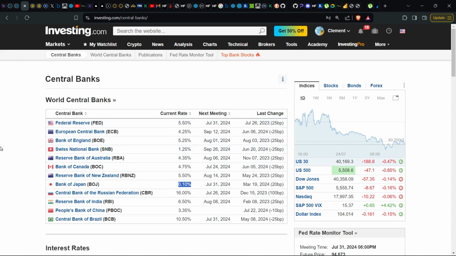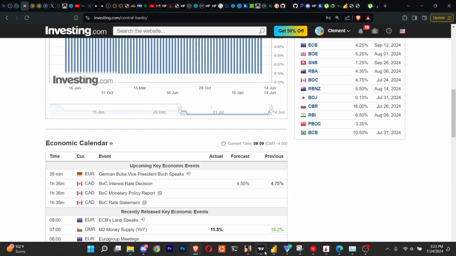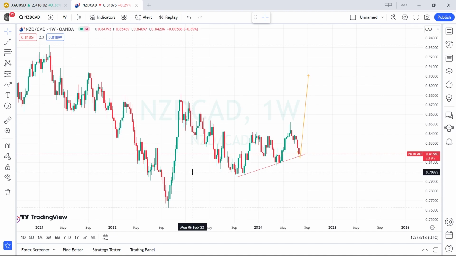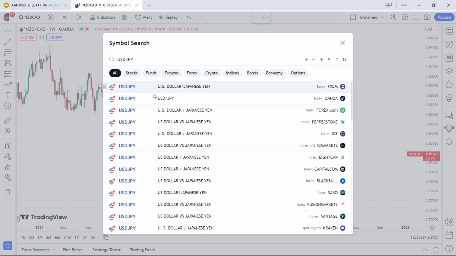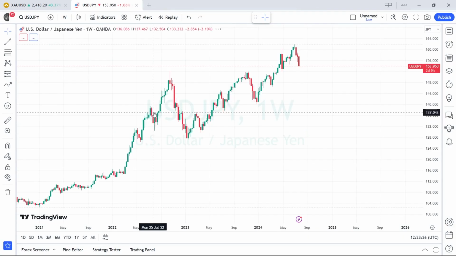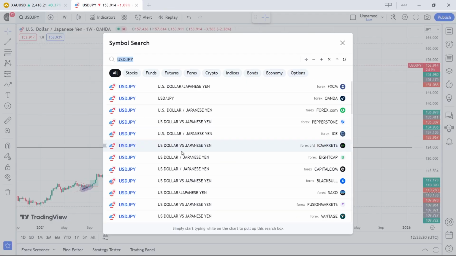All right, so enough with the stories. Let's just look at the chart. Right, this is the cut. USD JPY. Let's start with this one. I'm looking at the weekly charts. All right, the weekly chart. Let me pick something clean.